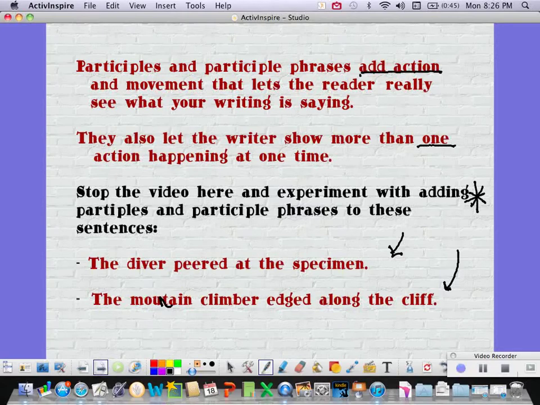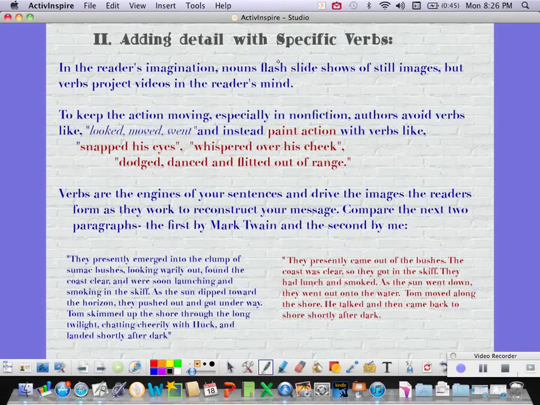The second grammar structure we're going to look at that's going to help you add concrete detail to your idea is to look at verbs. Nouns, the only thing you can do with a noun is kind of show a picture of still images. But verbs are where you get the action, and that's where the video in the reader's mind comes from. You want to keep the action moving, especially if you're writing nonfiction. You want your reader to be interested.